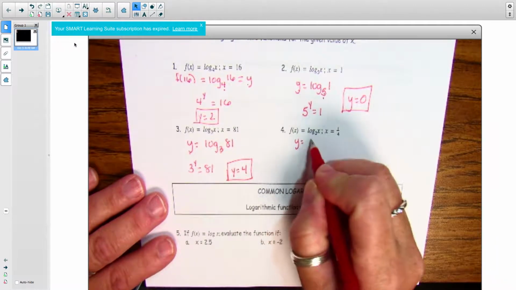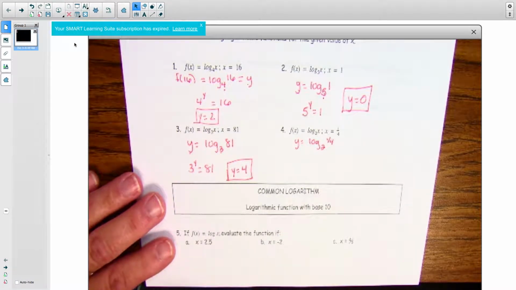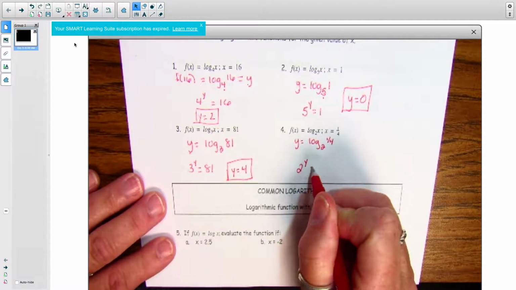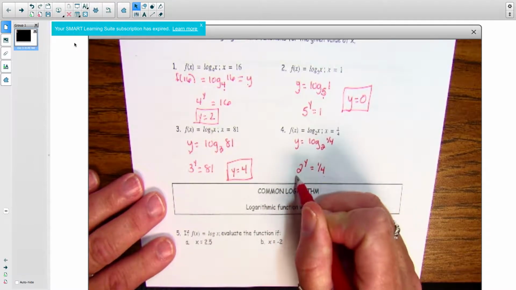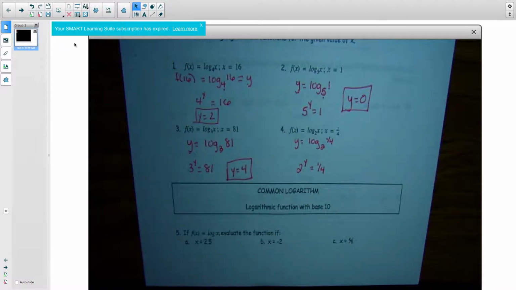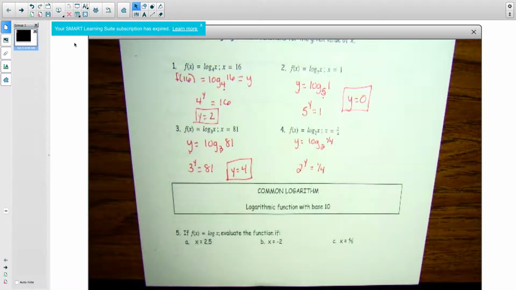Okay, y equals log base 2 of 1/4. So 2 raised to what power equals 1/4? Negative 2. Because 4 is 2 squared. Questions here?